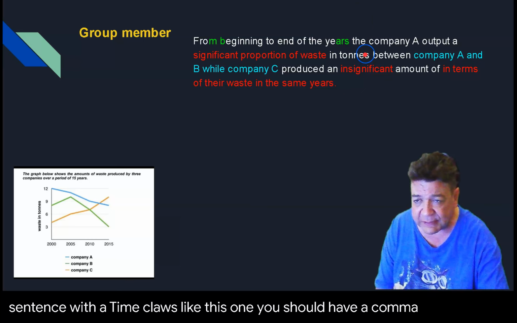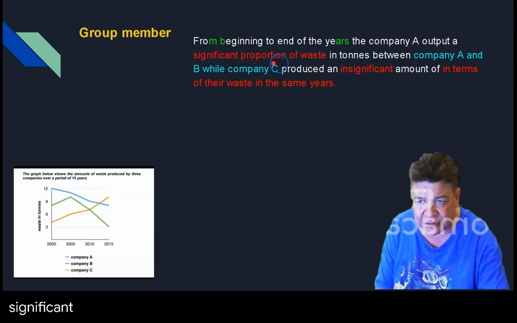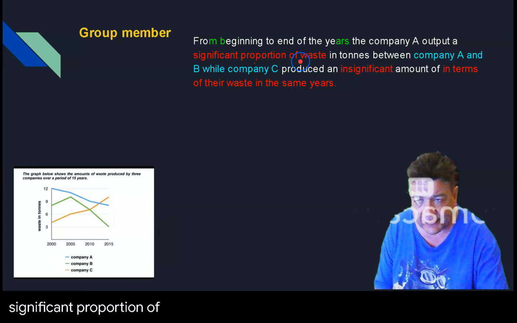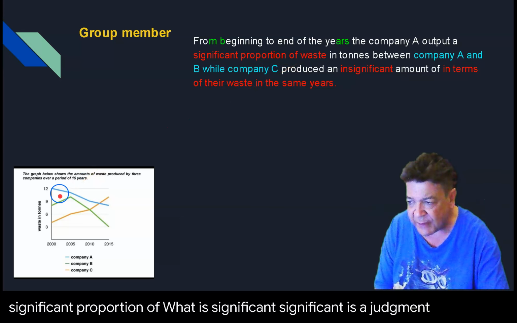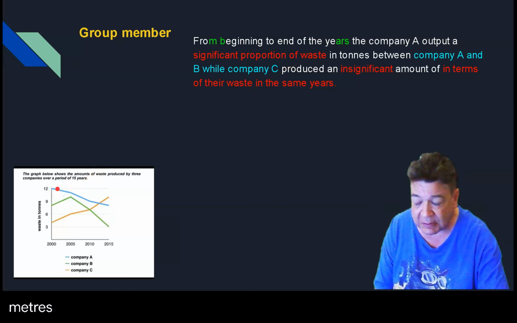The company A, which is just like the last one, the company A output a significant proportion of waste. Well, what is significant? Significant is a judgment. It's 12 metric tons. Compared to what? Well, I guess it's as much as the other 2 combined. That you could say. But significant proportion, no. You could say that 50% of all of it came from them. Waste in tons. Between company A and B, we're just talking about company A.